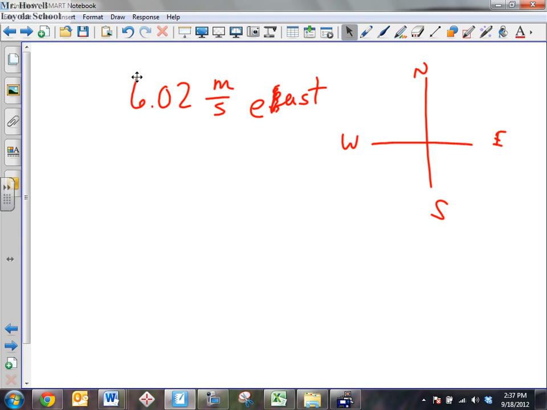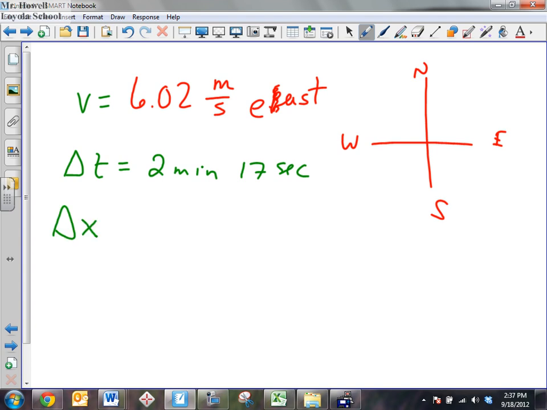All right, first of all, somebody give me some given information about this problem. Erica: Well, the velocity was 6.02. Good, and it's positive, right? Yes. Good, because it's east. What else do we know, Erica? The time that passed is 2 minutes and 17 seconds. Good. So then it would be 6.02 is equal to. Relax, 1 sec. What are we looking for, Erica? You're looking for delta x, the displacement. Very good.